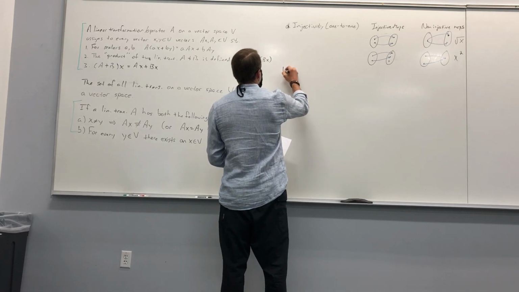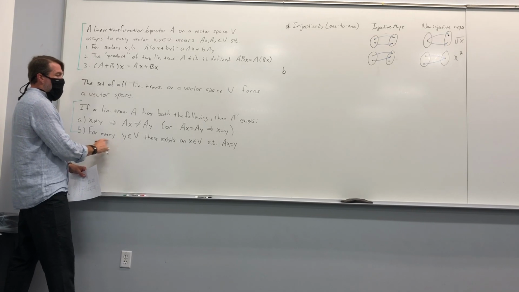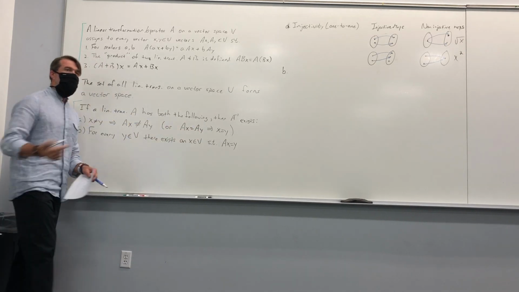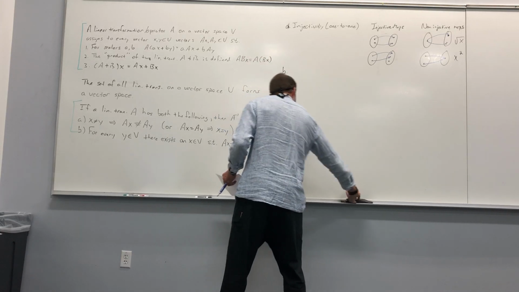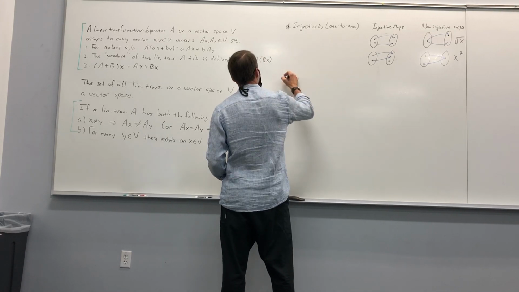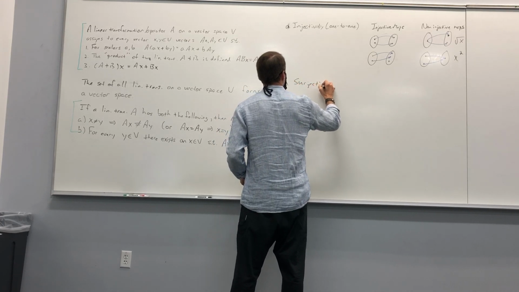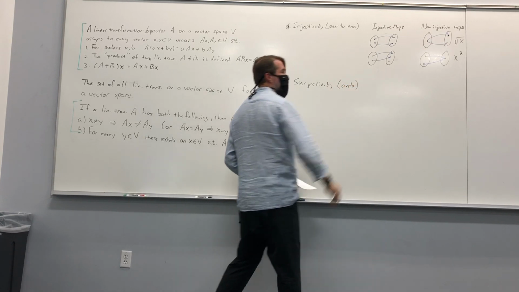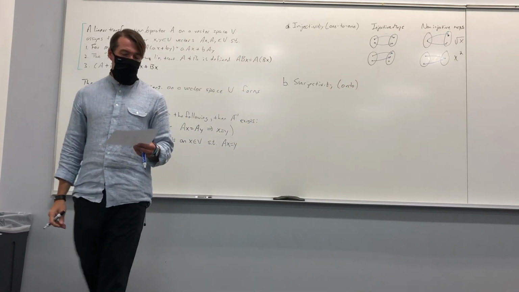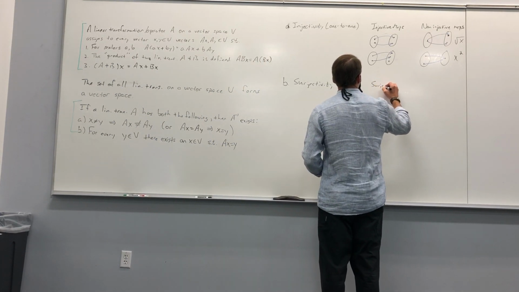Now, condition B, that is the condition here, that for every y there exists an x in V such that Ax equals y. This is also known as surjectivity. That is, it's onto. The map must be onto. Okay? So once again, we'll look at examples.